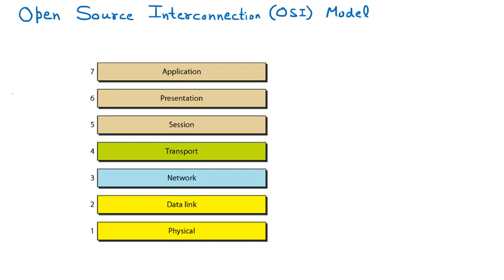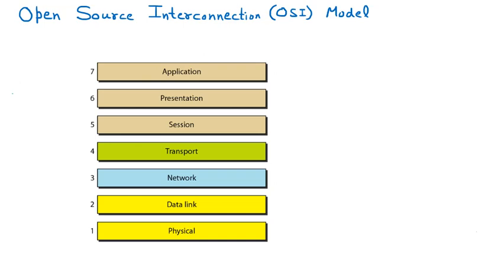Okay everyone, so now we are learning the OSI model, and we know that OSI model is the Open Systems Interconnection model which is very much popular, and it has 7 layers. Today I am taking the example of Facebook. So with the help of Facebook we are going to learn the OSI model.